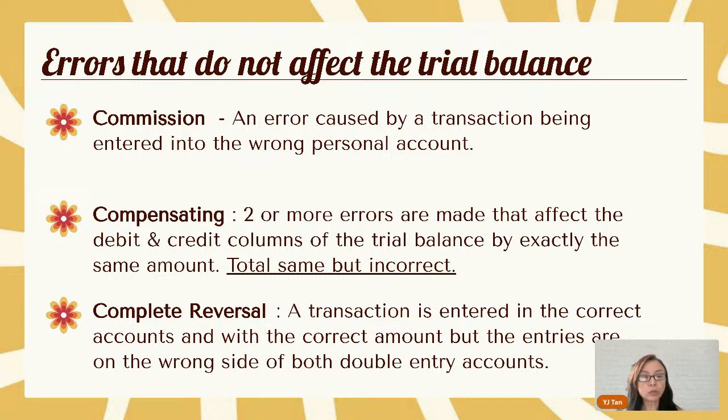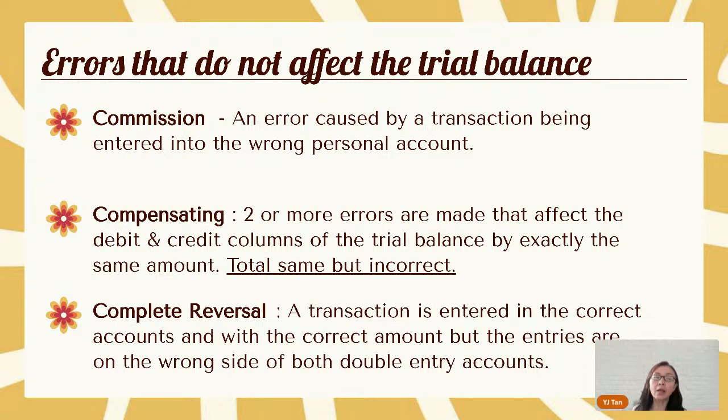By doing so, the total of the trial balance is still the same because it's the wrong account alone, which in this example is the trade receivable because it's a sales transaction. All right, this is possible number one. Possible number two is compensating, which means there are two or more errors being made affecting the debit and the credit columns in the trial balance by exactly the same amount, on both sides. So the total is still the same, but it's not correct.